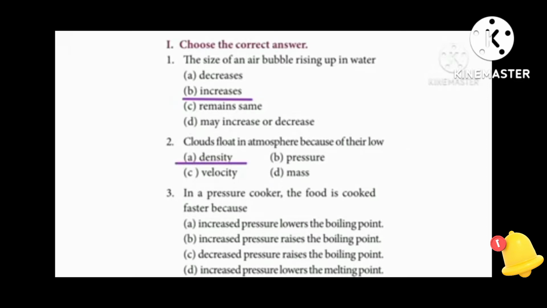Third question, in a pressure cooker, the food is cooked faster because. Option A, increased pressure lowers the boiling point. Option B, increased pressure raises the boiling point. Option C, decreased pressure raises the boiling point. Option D, increased pressure lowers the melting point. The correct answer is option B, increased pressure raises the boiling point.